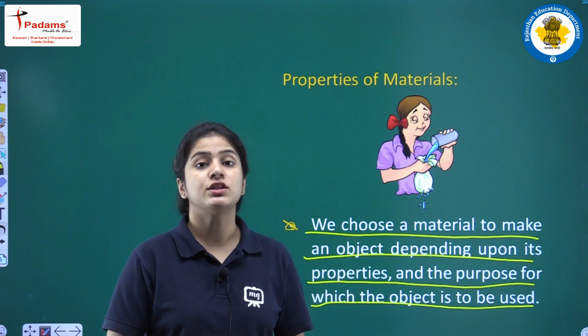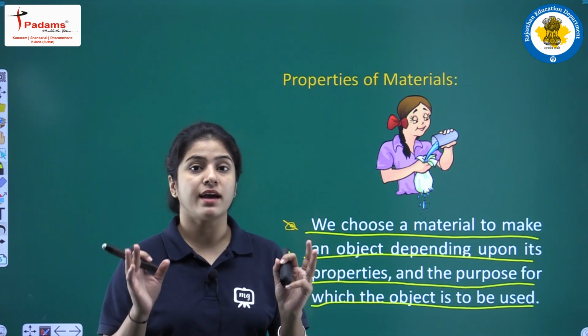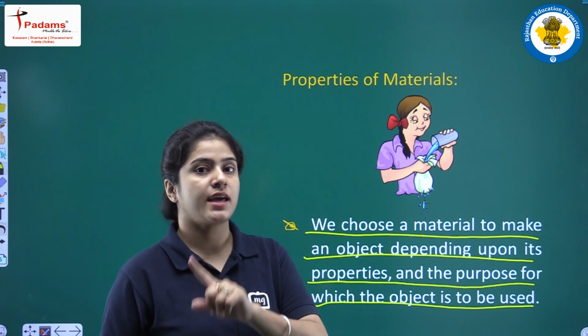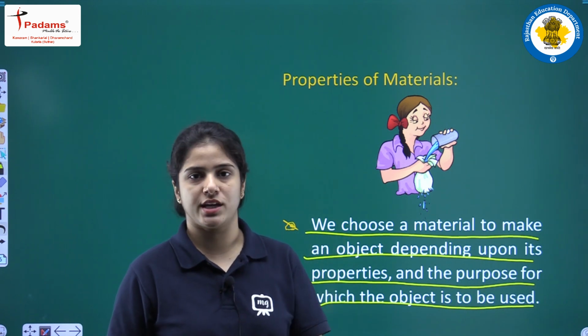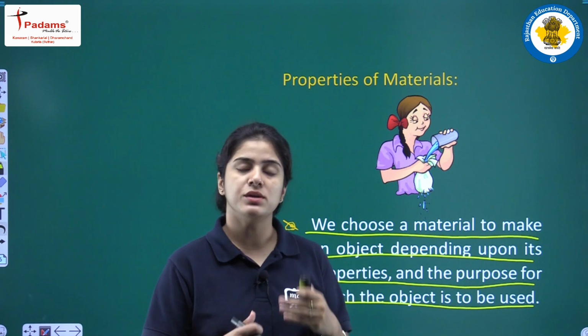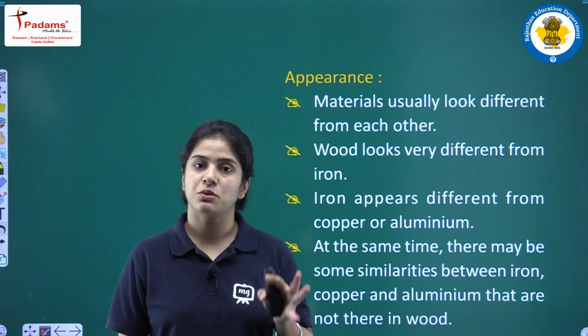And if the material's property and the purpose of the object suit each other, right, then only the material can be used for making that particular object. So this was all about the properties of material. Now we will discuss different properties one by one. Firstly, we will discuss the appearance.